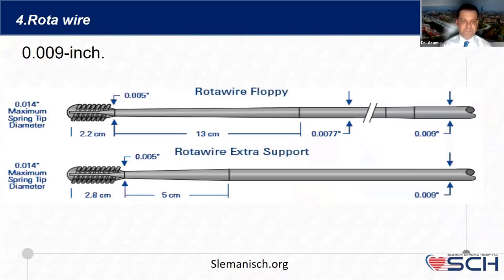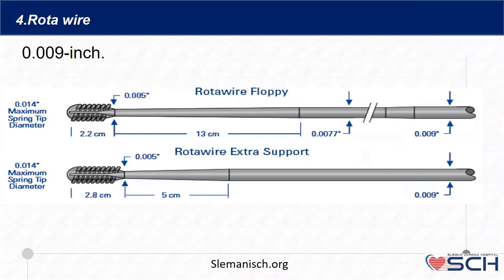It is manual. The fourth part of the rotor system is a wire. These are special dedicated wires. The shaft of this wire is 0.009 millimeter, the same as Filter XT. I am sure that a lot of our doctors are using Filter XT, especially for crossing collaterals and CTO, patients with chronic total occlusion.